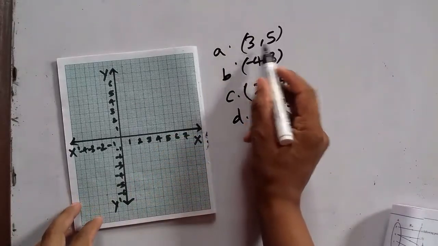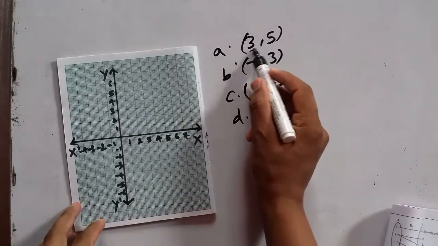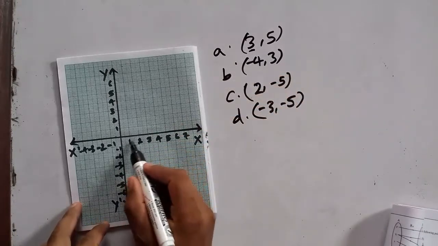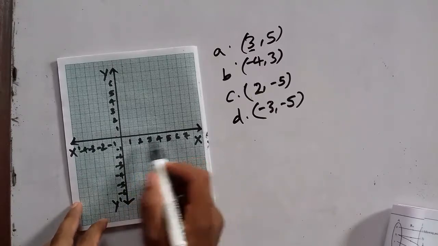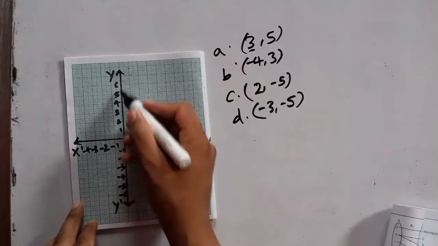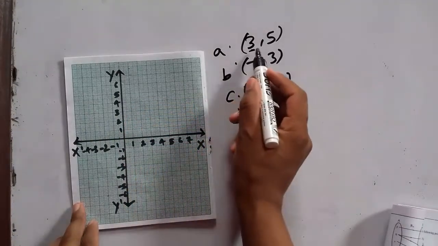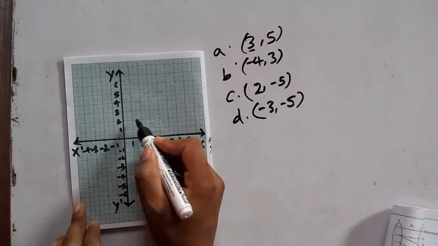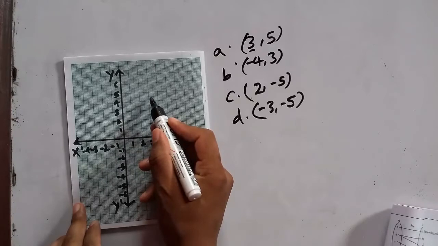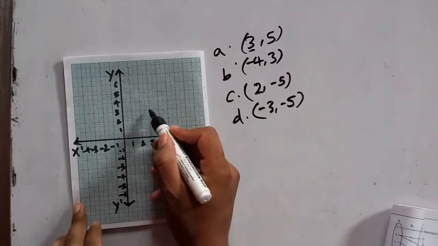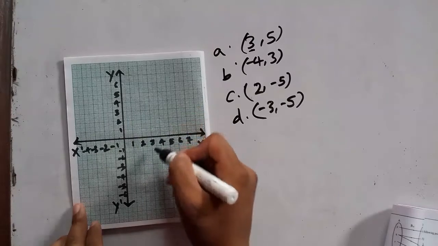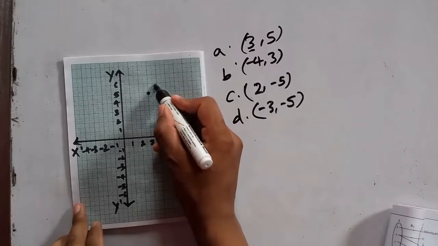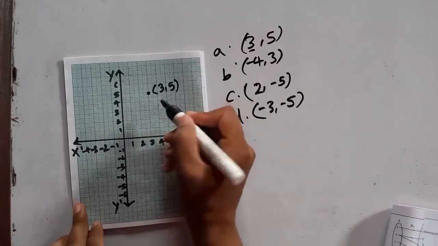For plotting (3, 5), as we know, the first element of this ordered pair represents the number on the x-axis. 3 lies towards the right side of the x-axis. This is the x-axis and this is the y-axis. 3 units towards the x-axis, and 5 units towards the y-axis. Since 5 is positive, we move up 1, 2, 3, 4, 5. So the joining point of 3 and 5 is here. This is the plotting point for (3, 5).